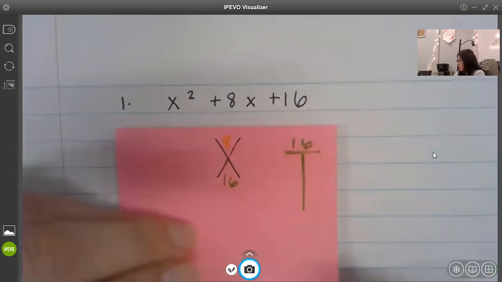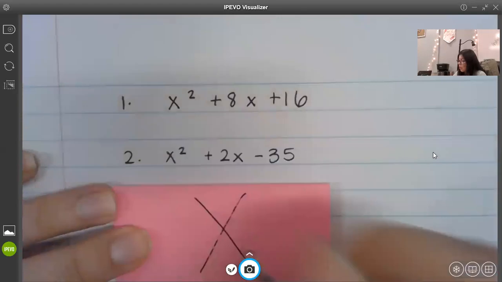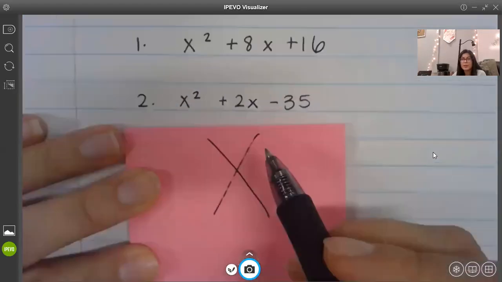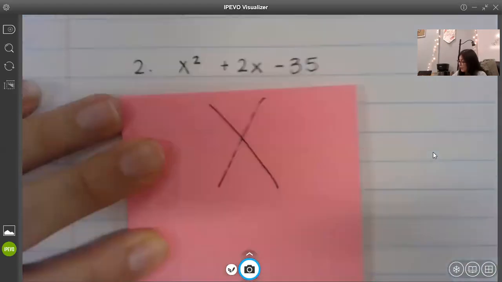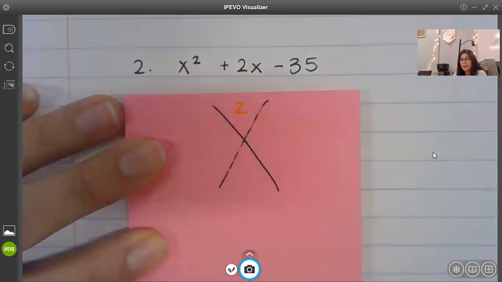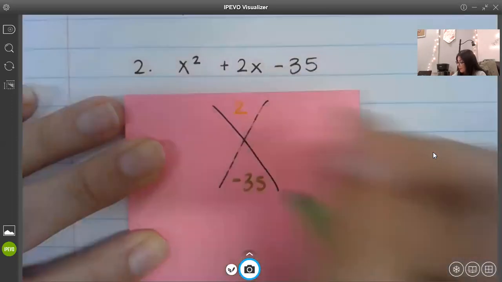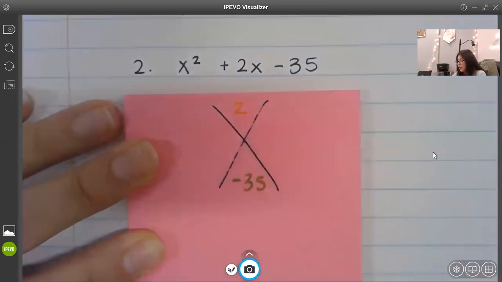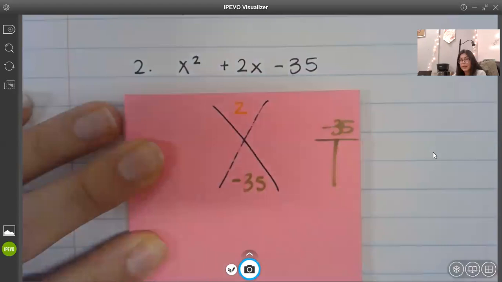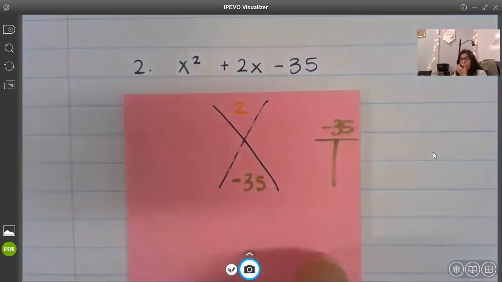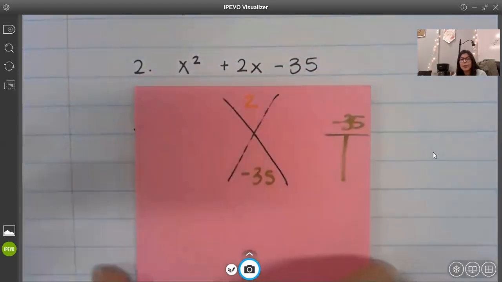Okay, let's look at number 2 now. On number 2, same thing. Let's make our X. What would go at the top for our X? Should be the 2 because that's the one with X. What goes at the bottom? The one without X, the C, which is negative 35. Now, you're going to make a list of factors for negative 35. Make the list, pause the video, and then you're going to add to see which one gives you a positive 2. So now, tell me the factors for number 2.